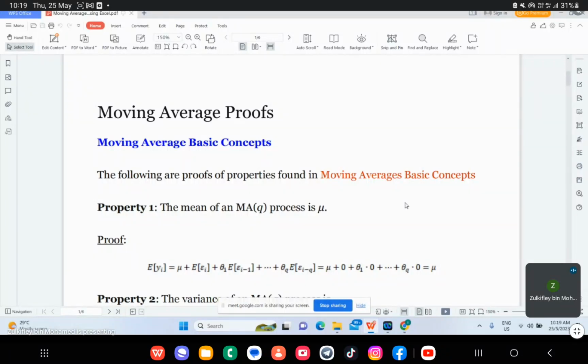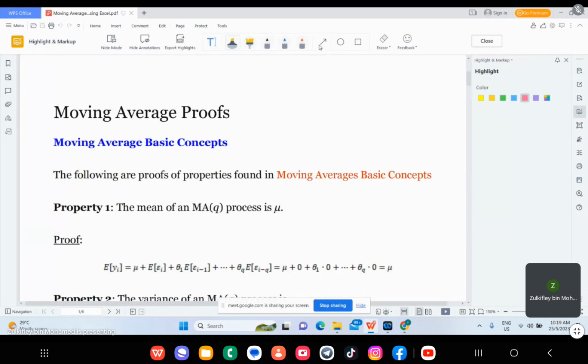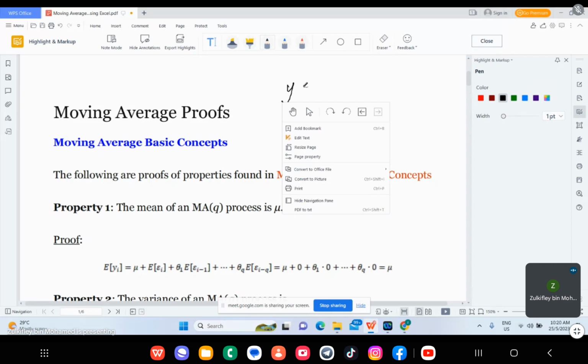Then the moving average is that we predict, for example, sales based on the error. Error maksud di sini lah perbezaan di antara, so basically your error is a big perbezaan di antara the real value and your y hat.